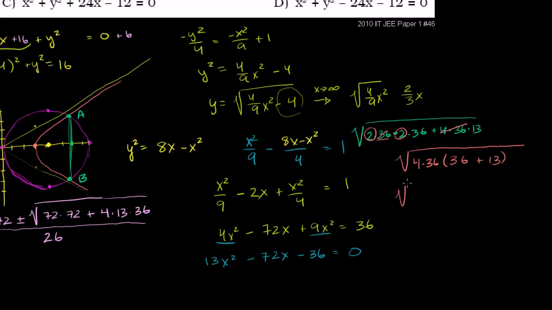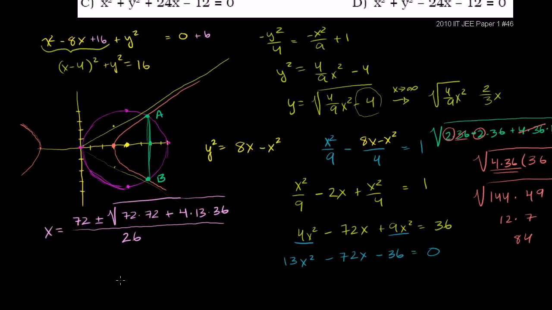So this becomes the square root of 4 times 36 is 144. 36 plus 13 is 49. So it's great. We're lucky that it actually worked out to 2 perfect squares. So this is the square root of 144 times the square root of 49, which is 12 times 7. Or this is equal to 84.